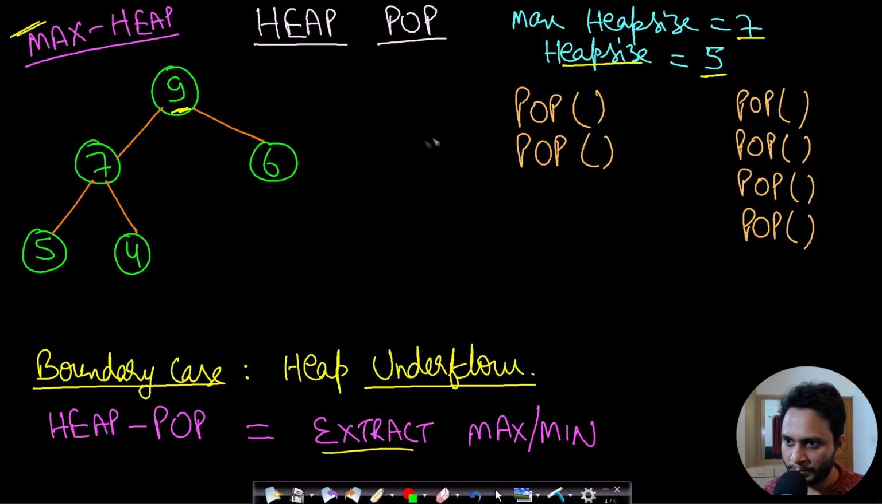Now let us do the pop operations as I have mentioned here. Let's apply a single pop operation and see which element is coming out. Before applying the pop operation, you need to check if there is any element in the heap. How do you check it?